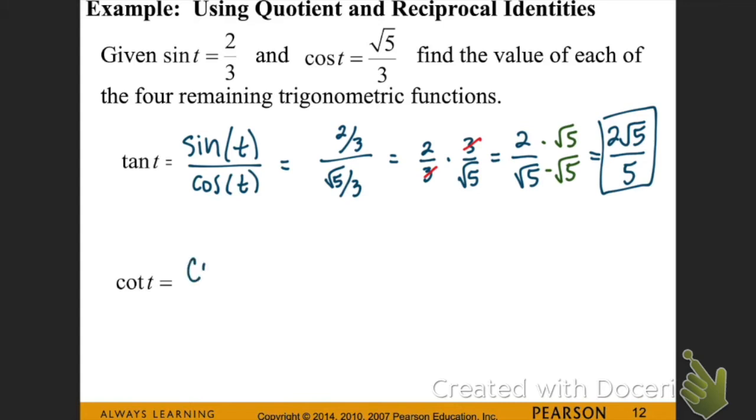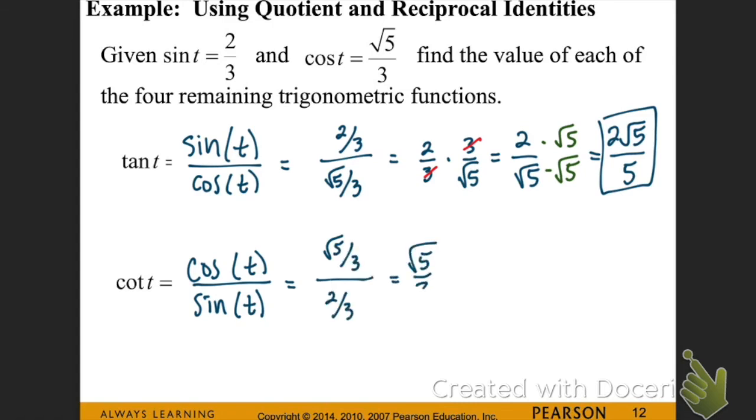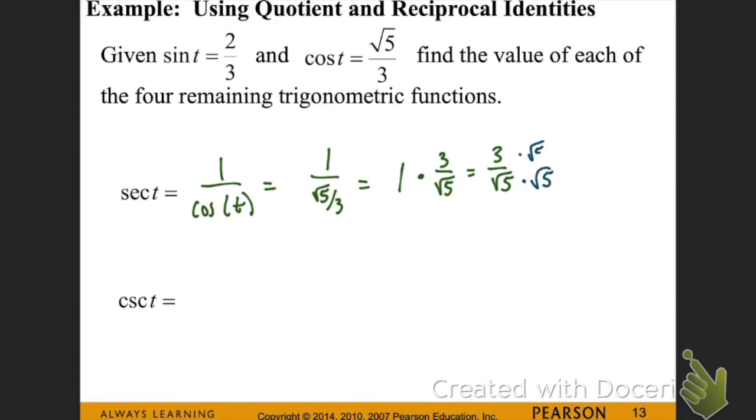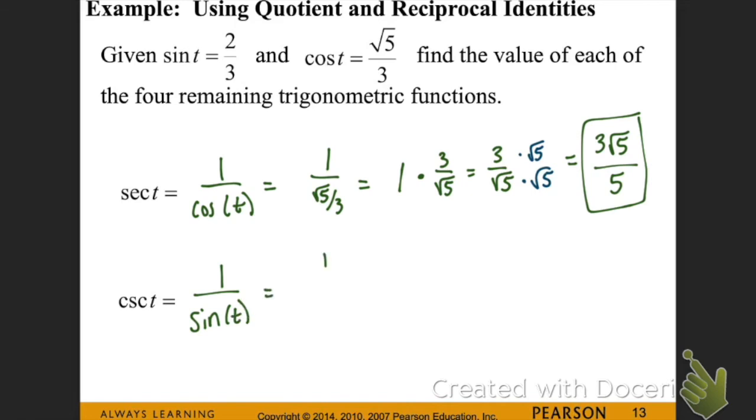For cotangent, we have cosine divided by sine. We've got the same thing going on here. Secant of t is just going to be equal to 1 divided by cosine. So after dividing and rationalizing, we get 3 square root 5 over 5. Cosecant of t is just going to be 1 divided by sine, which gives us 3/2.